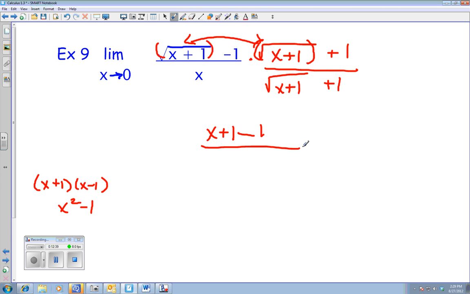Now, on the bottom, do not try to FOIL all this stuff out. I'm just going to write x times x plus 1 plus 1. Now look at what we have on top. My 1's cancel, I just have x. On bottom, I have this.